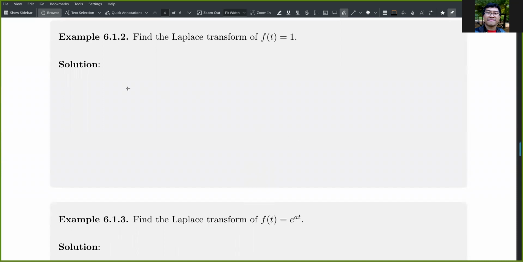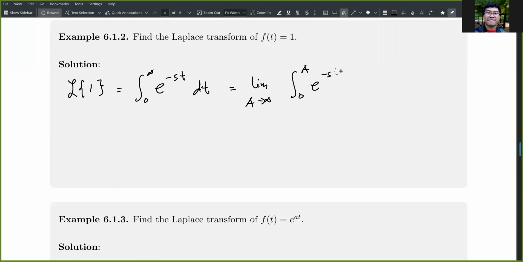Okay, so let's have examples. Find the Laplace transform of f(t), which is a constant, equal to 1. Our symbol for the Laplace transform is cursive L or calligraphic L, and then we use braces. 1 is our function here. So the Laplace transform of 1 is, by definition, the integral from 0 to infinity of e^(-st) dt. This is an improper integral, so we take the limit as a approaches infinity of the integral from 0 to a of e^(-st) dt. So we solve this integral, that is simply negative e^(-st) divided by s.